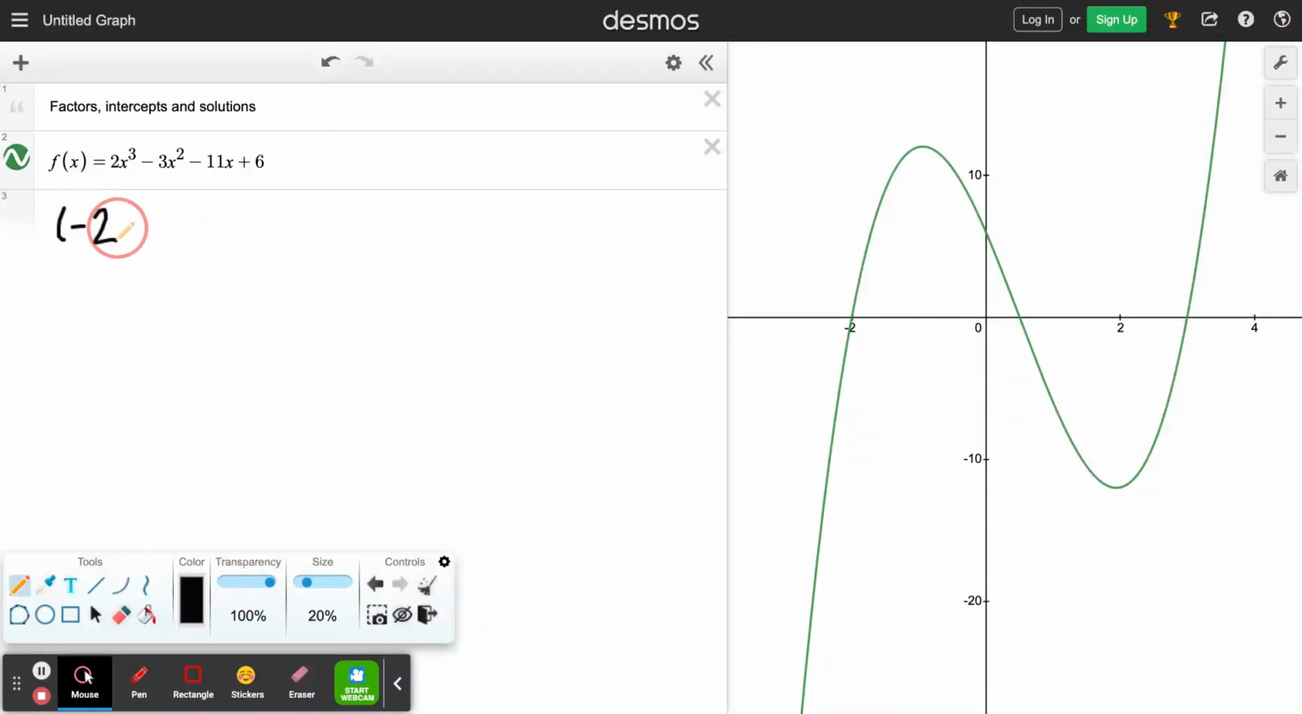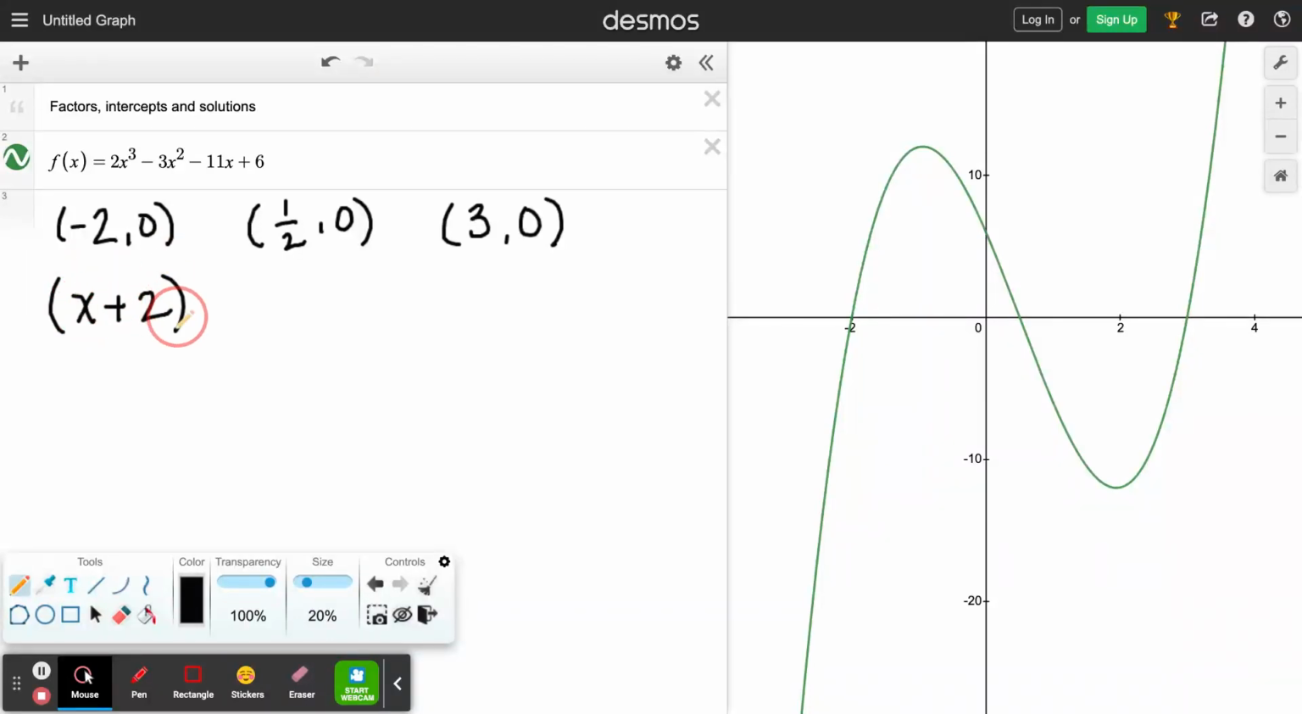I erased it. We have (-2, 0). We have (1/2, 0). We have (3, 0). Because of the zero product property, we know that one of the factors is x plus 2. I know one of the factors is x plus 2 because it doesn't matter what the other factors are. If this factor were to be 0, then the product of those factors would be 0.